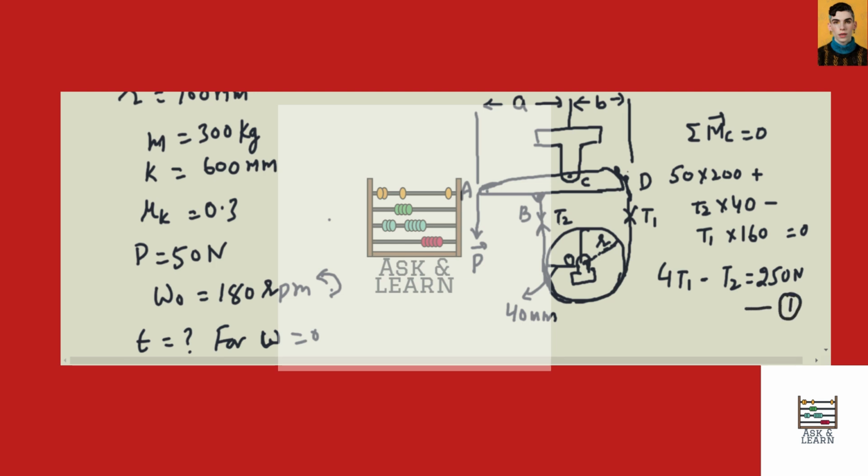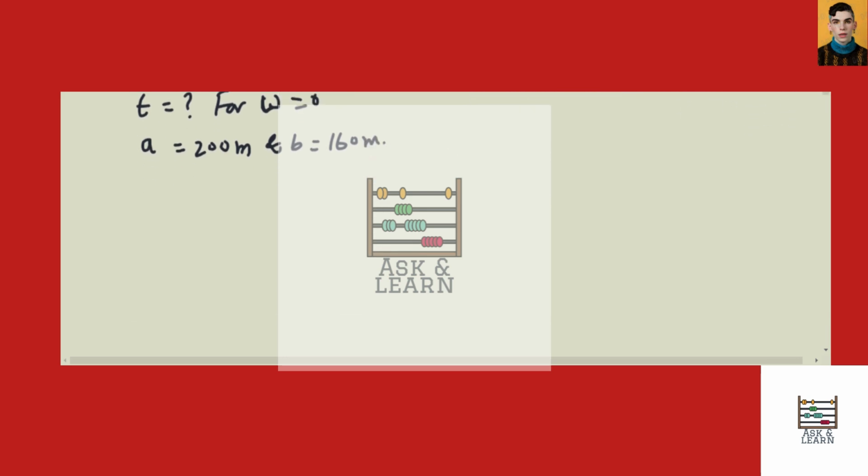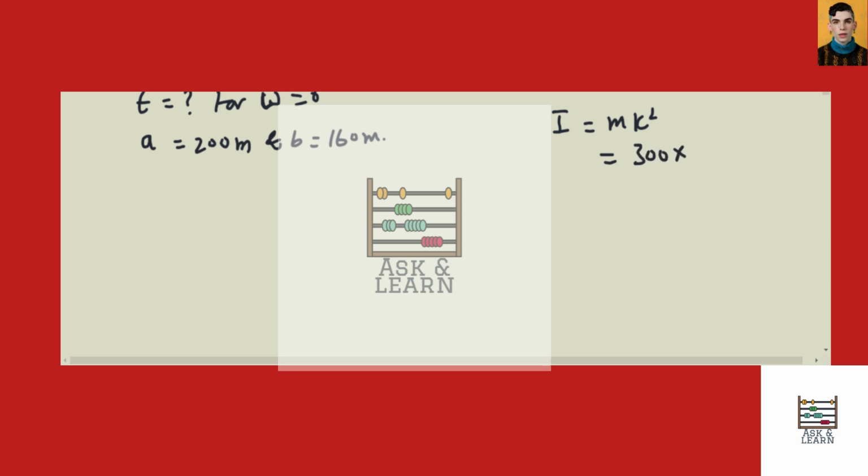Now the moment of inertia of the flywheel and drum, I, will be m into k square. Mass is 300 kg, radius of gyration is 0.6. So the moment of inertia of the system would be 108 kg meter square. Radius of drum is given 0.1 meter.